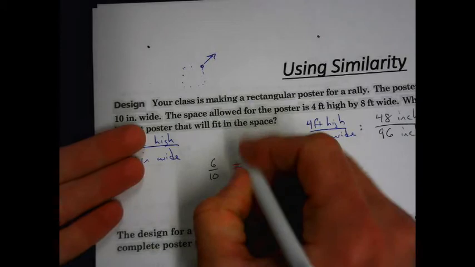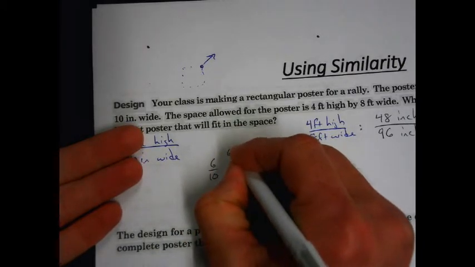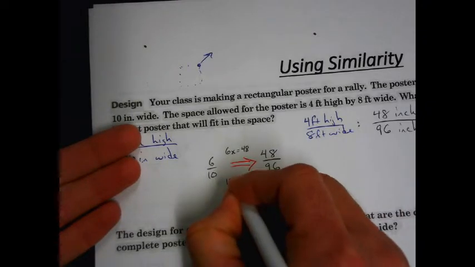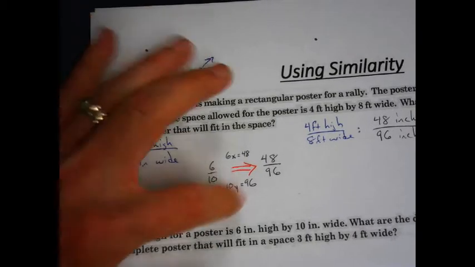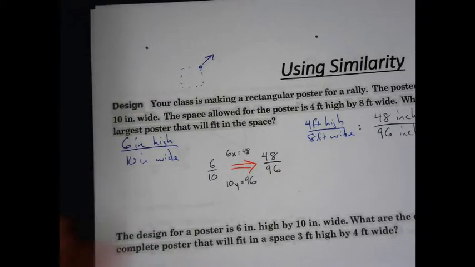What scale factor can we multiply by 6 to get us to 48? And then what scale factor can we multiply by 10 to get to 96? Now, why did I use an x and a y? Because they might be different. Well, clearly they're going to have to be different. Okay, so we have to think that through.